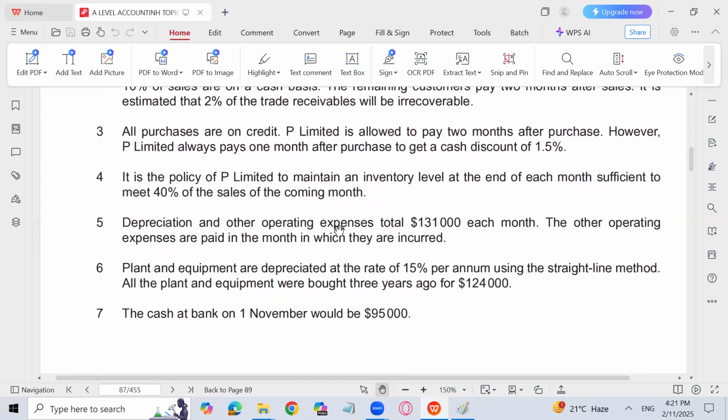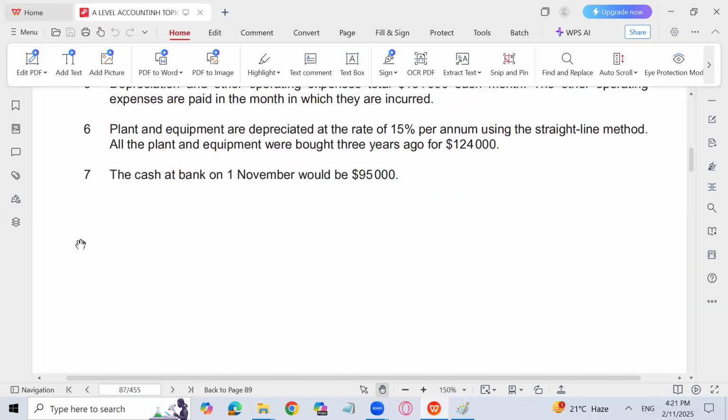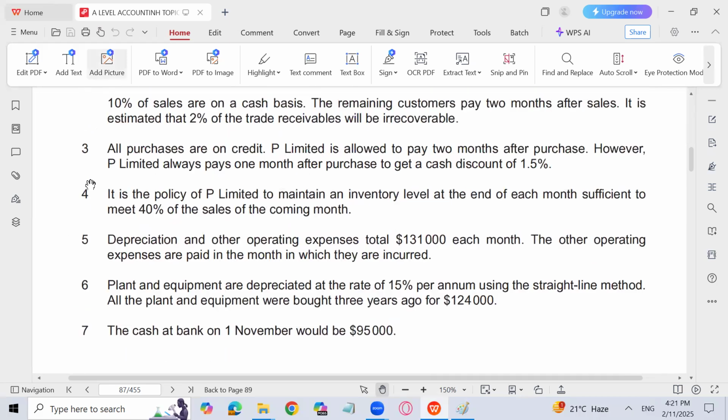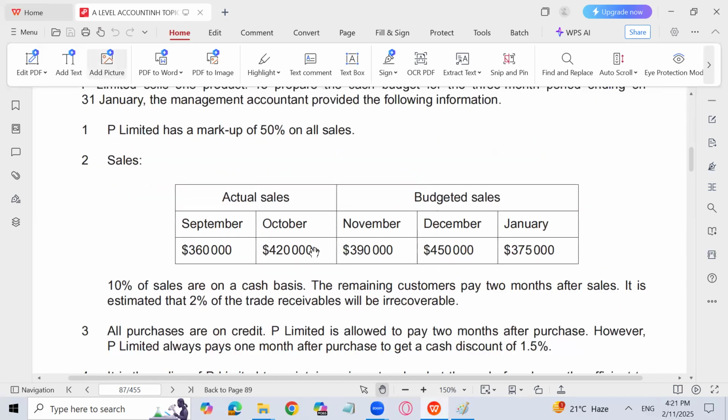Depreciation and other operating expenses total 131 each month. The other operating expenses are paid in the month in which they are incurred. Plant and equipment are depreciated at the rate of 15% per annum using the straight line method. All the plant and equipment were bought 3 years ago for 124,000. The cash at bank on 1st November would be 95,000. So we have to prepare the cash budget for November, December and January.